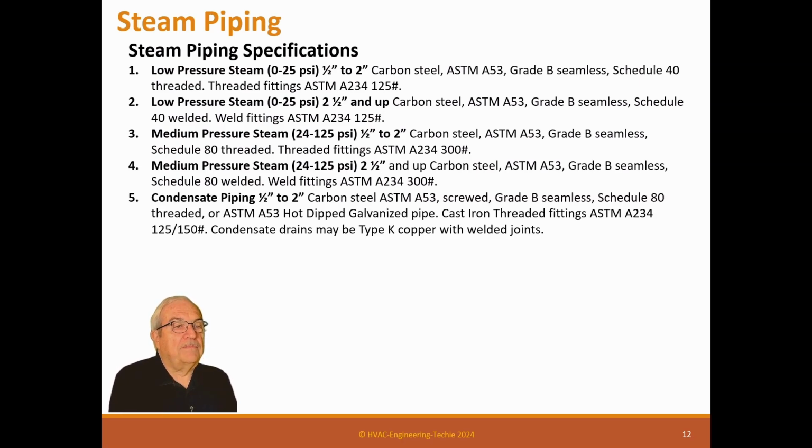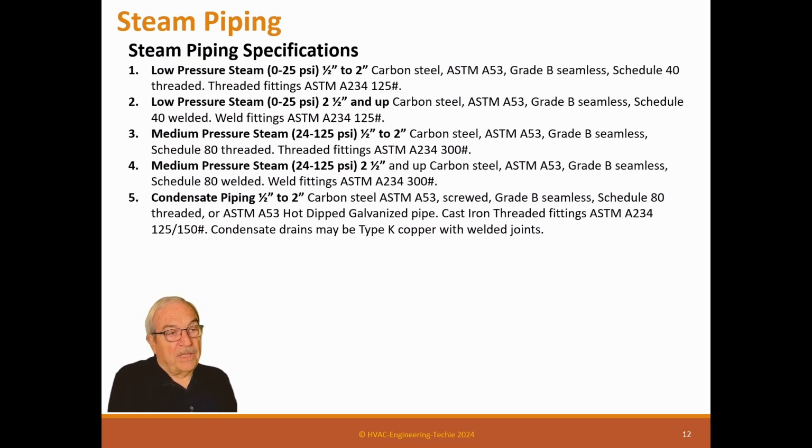Condensate piping is 1/2 inch to 2 inch carbon steel ASTM A53 screwed, grade B seamless schedule 80 threaded, or ASTM A53 hot dip galvanized pipe. Cast iron threaded fittings are ASTM A234, 125 pounds or 150 pounds. Condensate drain may be type K copper with welded joints.